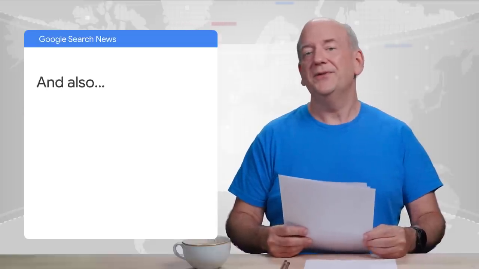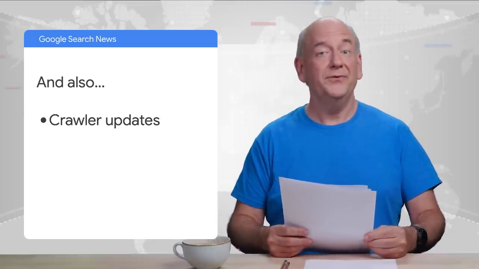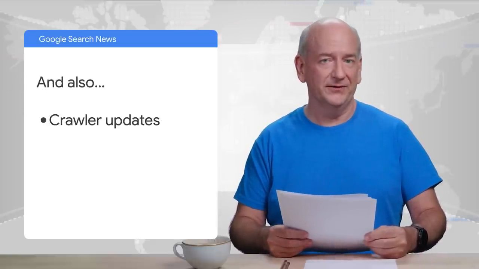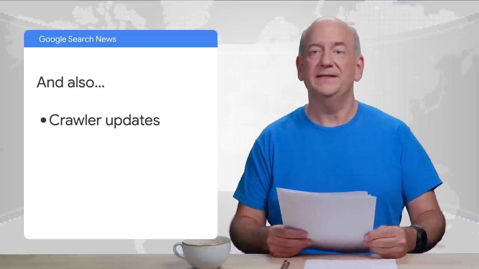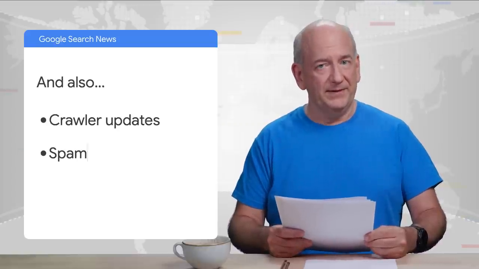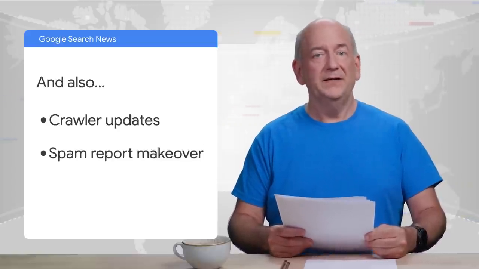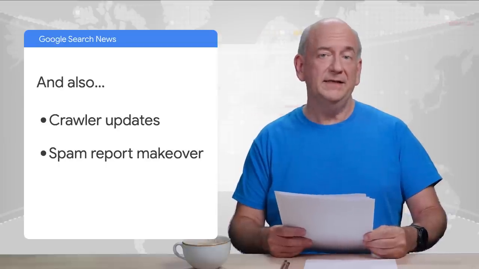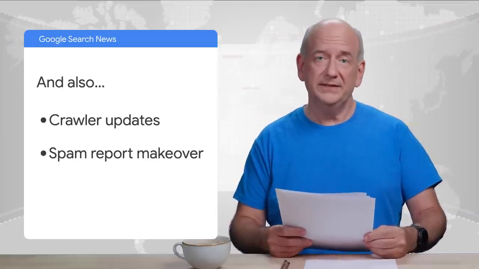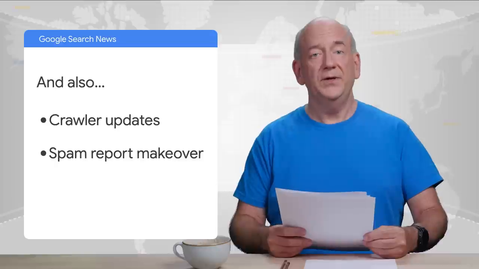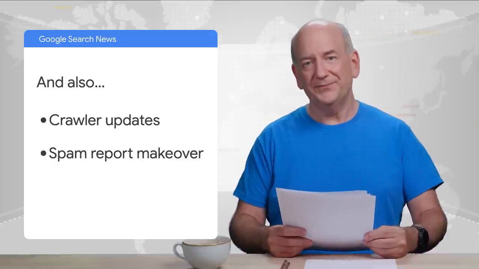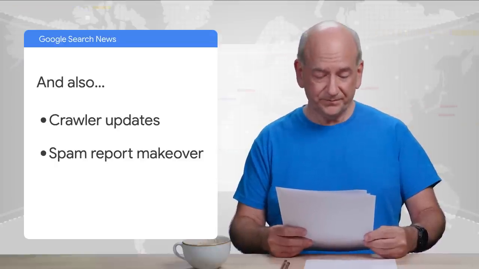Is it time already? Wait, I have some short updates left. In our documentation, we wrote about a new generic crawler, reorganized the page about Google crawlers, and added the IP addresses that we use for them. The spam report also got a makeover. Together with the updated spam policies in our Search Essentials, previously known as the Webmaster Guidelines, we hope this makes it easier to report problematic search results.